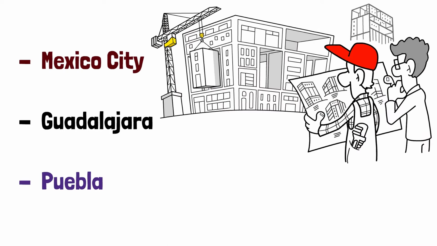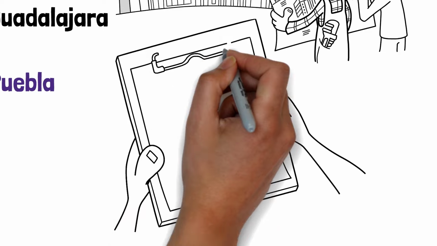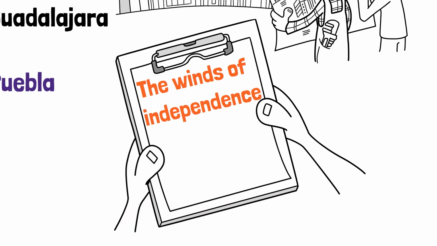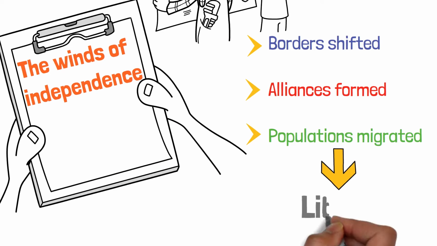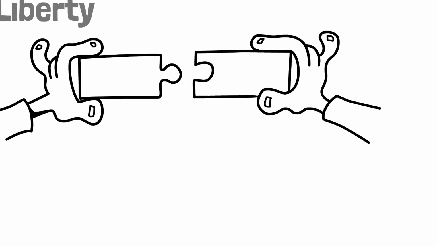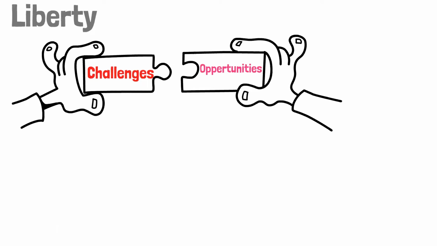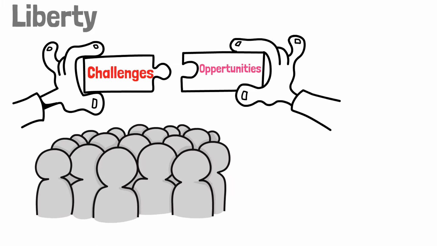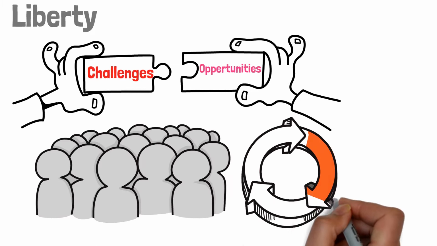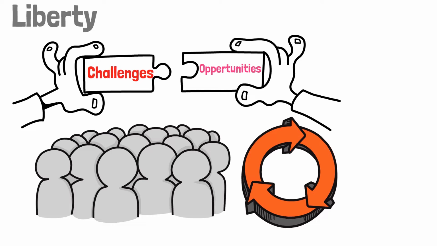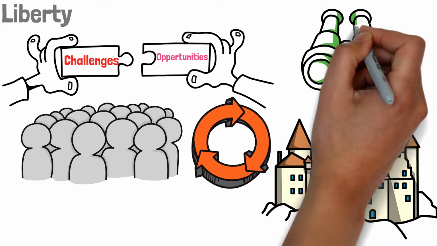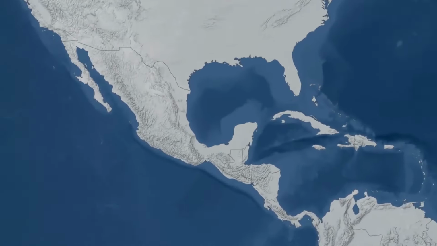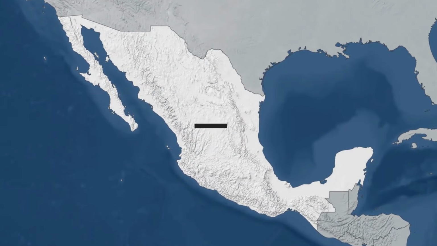A new chapter in Mexico's demographic story came with the winds of independence. Borders shifted, alliances formed, and populations migrated in response to the call for liberty. Independence brought challenges and opportunities, leaving an incredible mark on Mexico's population distribution. Notable migrations and shifts occurred, shaping the way communities developed and interacted. This period laid the foundation for the socio-geographic landscape we observe today. Moving forward, we'll delve into the geographical features that continue to play a pivotal role.